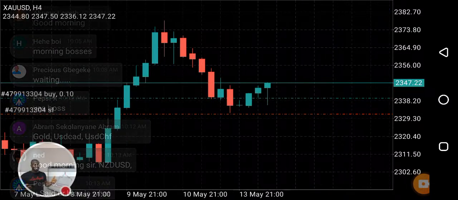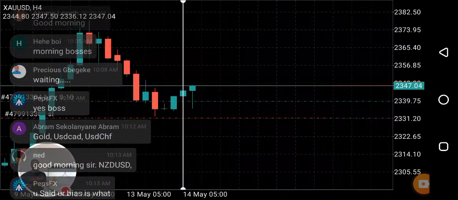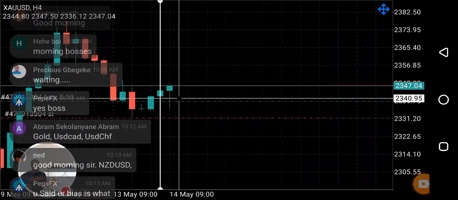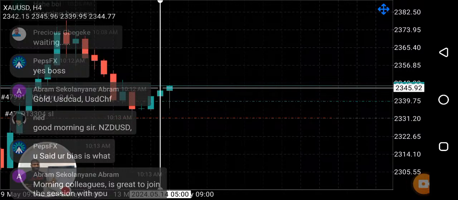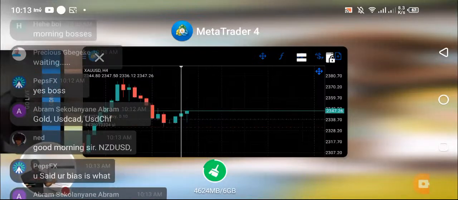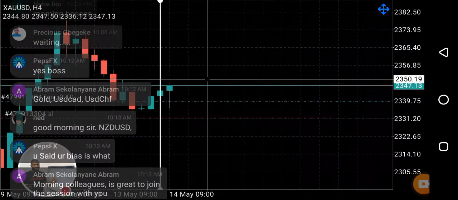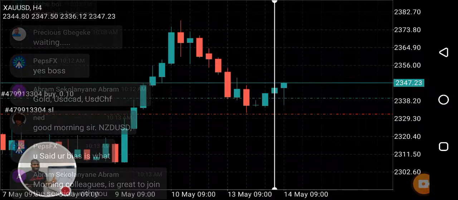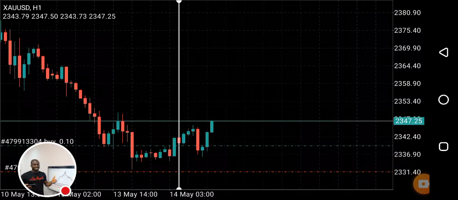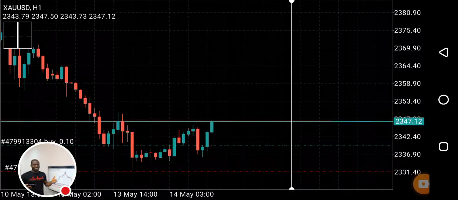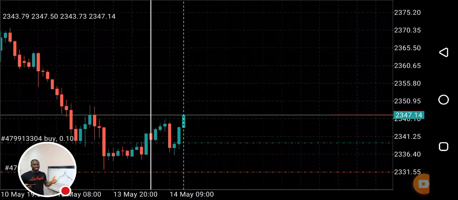Now, after the formation of this bullish candle, after the doji, I believe a fair value gap was created on a lower time frame. So let's go to the 1 hour time frame. You can see on 1 hour. Let's go down to 15 minutes.